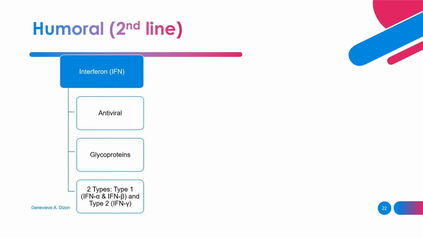Interferon alpha are produced by NK cells, therefore called as leukocyte interferons. Interferon beta are produced by epithelial cells and fibroblasts, therefore called fibroepithelial interferons. And interferon gamma are produced by T cells, also known as immune interferons.